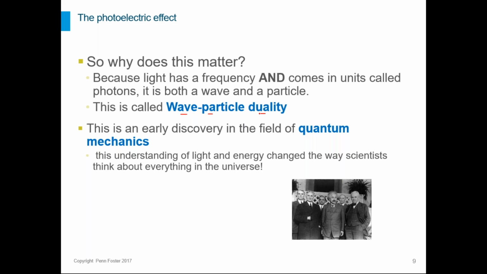And this is super important because it was an early discovery in the field of quantum mechanics. So Einstein's work with light and figuring out that it does act as a particle while also acting as a wave kind of just opened the door for this whole new branch of physics, and it changed the way that we understand everything about the universe. So it was one of the first steps in the field of quantum mechanics. And Einstein's shown here with some other scientists of the time, some of which also worked in quantum mechanics.